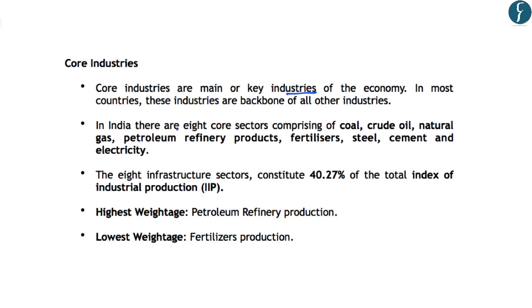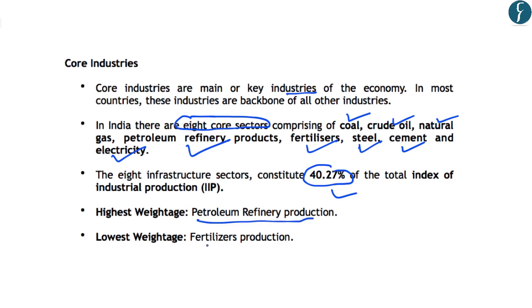And in India, there are 8 core sector industries. These include coal, crude oil, natural gas, petroleum refinery products, fertilizers, steel, cement, and electricity. Further, the 8 core sectors constitute 40.27% of the total Index of Industrial Production. This is another important fact that should be remembered. The highest weightage has been given to petroleum refinery production, and the lowest weightage has been given to fertilizers production.